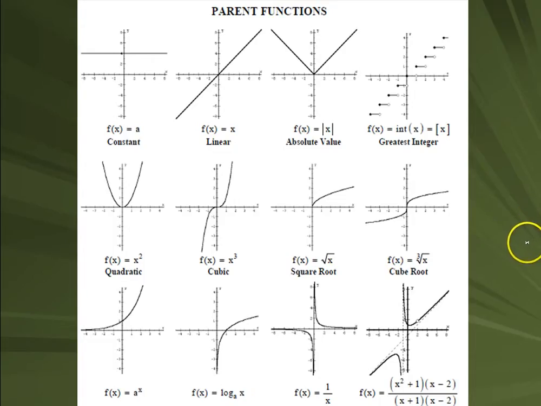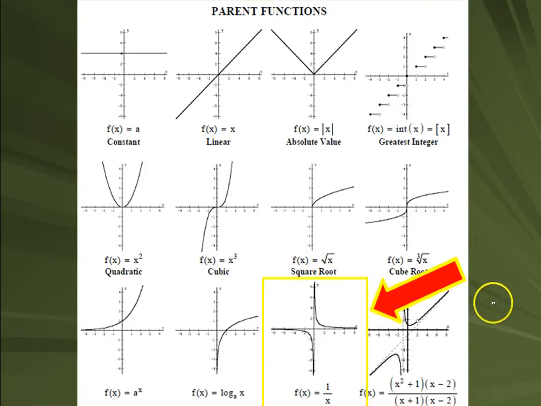Now, parent functions. We've looked at almost all of these. Two of the ones that we have not looked at are these bottom two down here. The one that we're going to look at today is right here. This is our reciprocal function. Reciprocal function is 1 over x. We're going to have two different sections to this graph that we're going to talk about in a second. But this is our parent function that we're going to be looking at today.